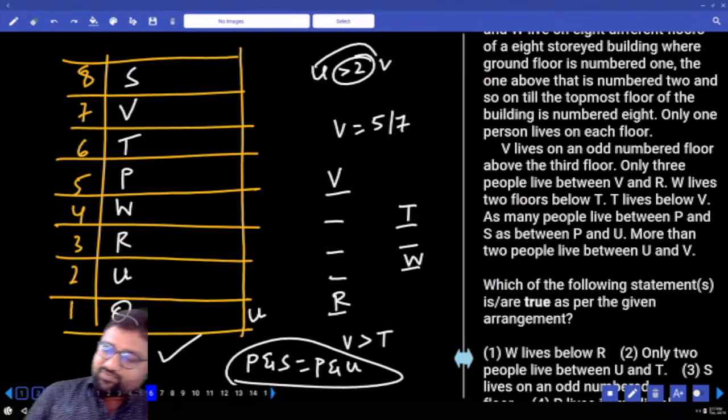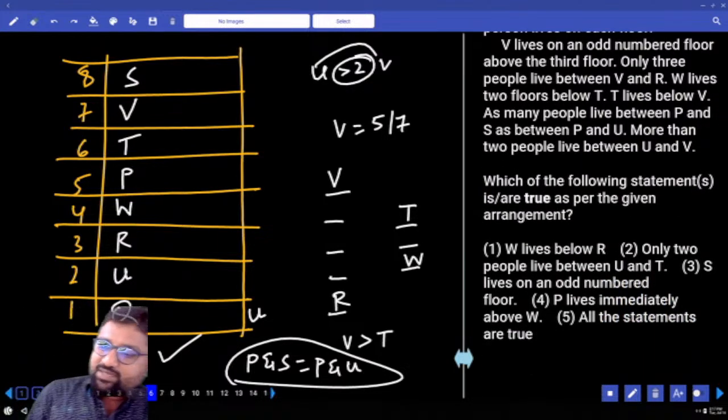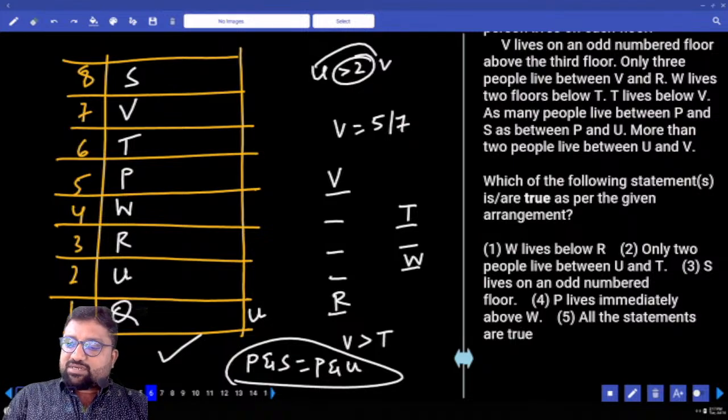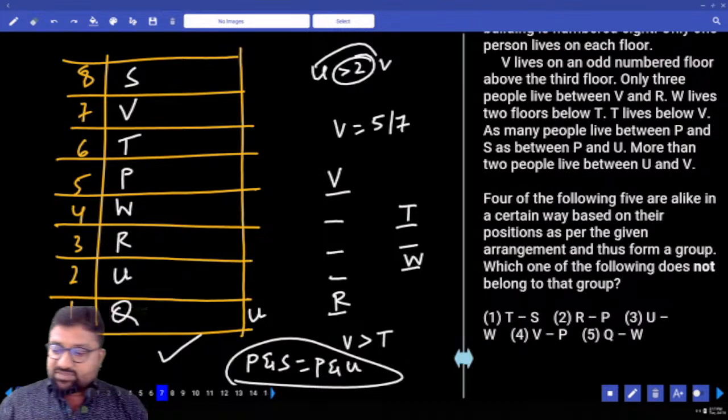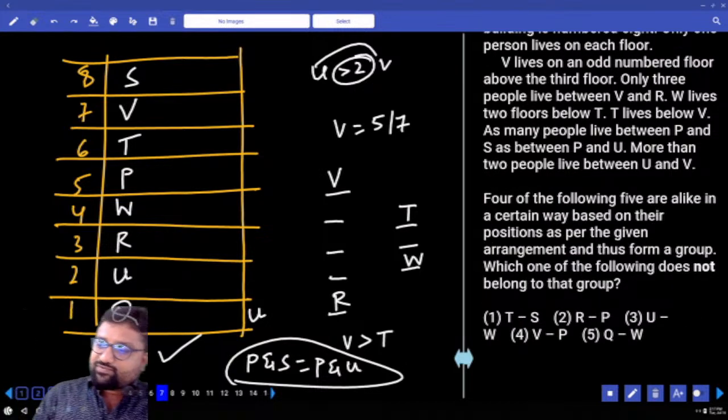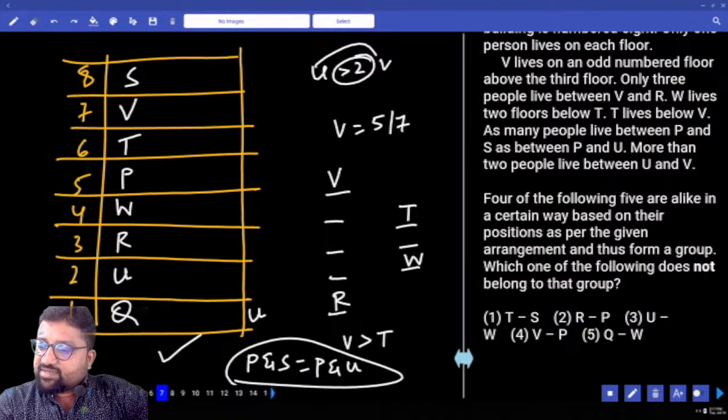6th question, which of the following statements are true as per the given arrangement? W lives below R. Is W living below R? No. Only 2 people live between U and T. No. How many people between U and T? 3. S lives on an odd number floor. No. P lives immediately above W? Yes. Option 4.